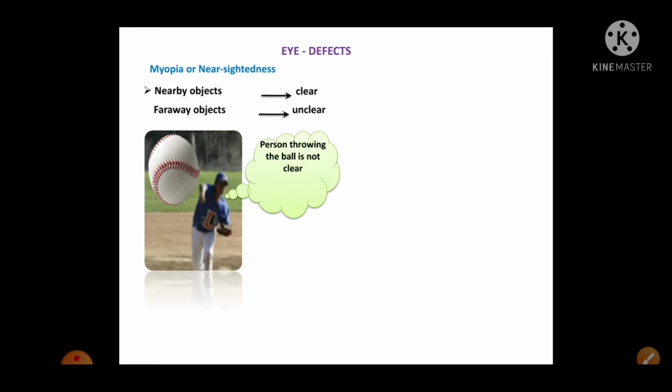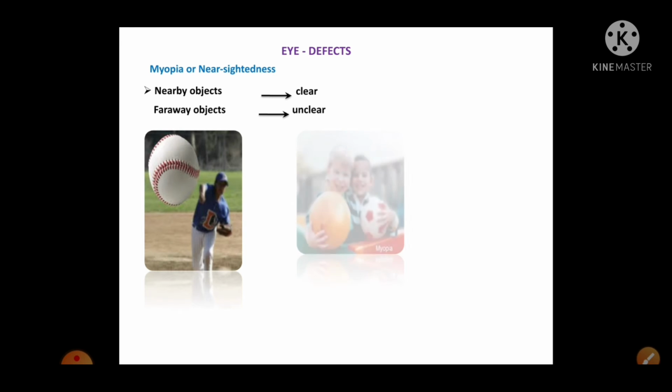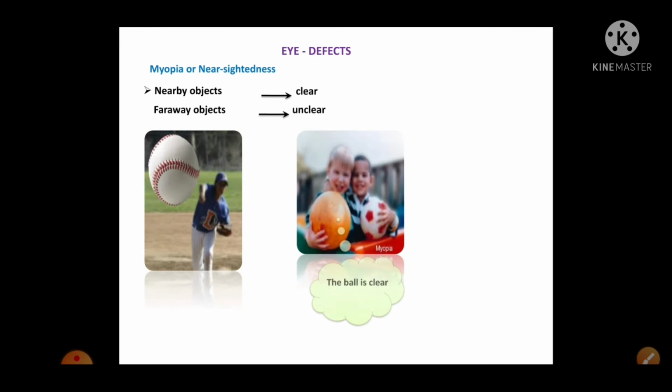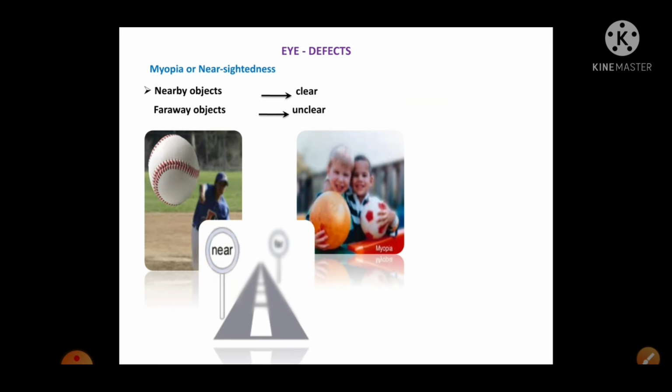Person throwing the ball is not clear. This is how the image looks if the person is having myopia. You can see here also, the ball is clear, but the face is unclear. Both the balls are clear but the face is not clear. So this happens basically in myopia.